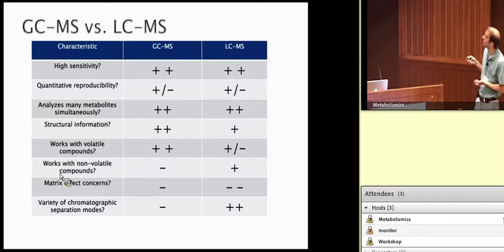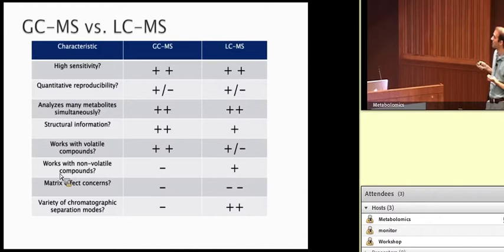Structural information, GCMS gets a little bit of an edge here because the fragmentation pattern is so rich in GCMS, and I'll show you what that means in a little bit. LCMS is pretty good also. Works with volatile compounds. GCMS is great for that. LC can work for some things that are inherently volatile. Some things that are very volatile don't work too well on LCMS. Non-volatile is not so good with GCMS. If you can't make it volatile, it doesn't work. LCMS is fine with that for the most part.